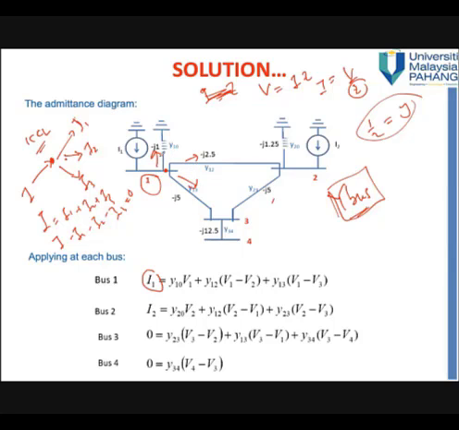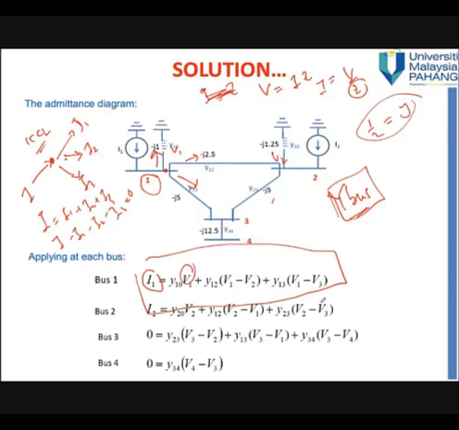it is Y10 times V1, and then Y12. This one represents V1, this one V2 at this line. So V1 minus V2 times Y12, you get this current. Similar for this one, V1 minus V3 times Y13, you get this current. So this is at bus 1.